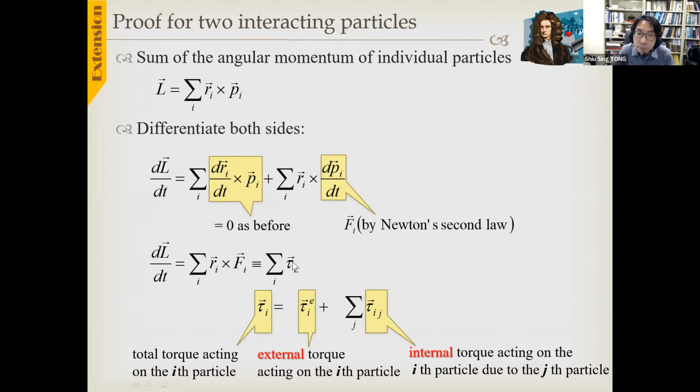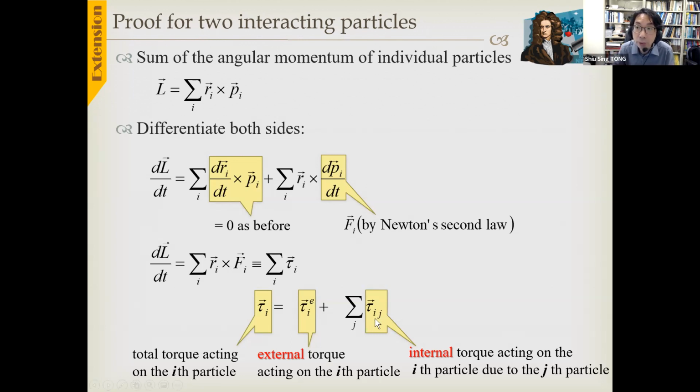Now, we must be careful about the torque, because the torque can be divided into two parts. I can write the torque acting on particle i as a sum of two torques. For the first torque I write a superscript E to denote that it is the external torque acting on particle i due to an external agent. So this is the torque coming from outside the system, and I call it the external torque.